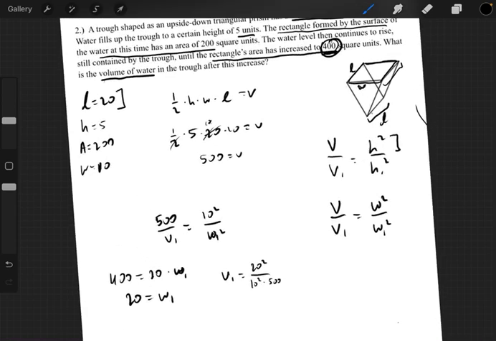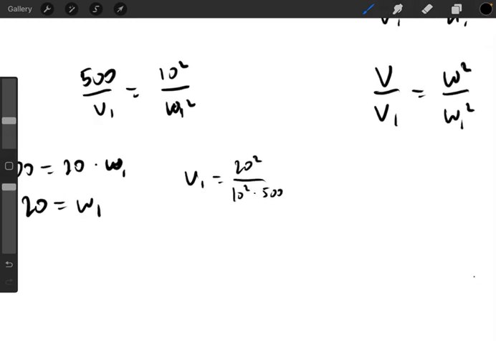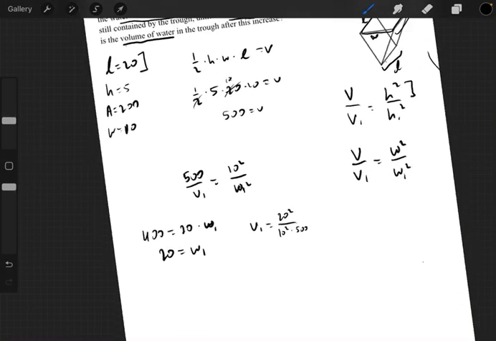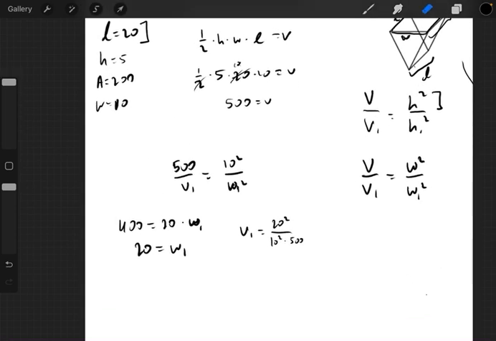What is the volume of the water in the trough after this increase? That might be. Is that? No. One second. What did I do wrong? My favorite game. What did I do wrong? That increased to that. Okay, I honestly probably just did some mental math wrong.